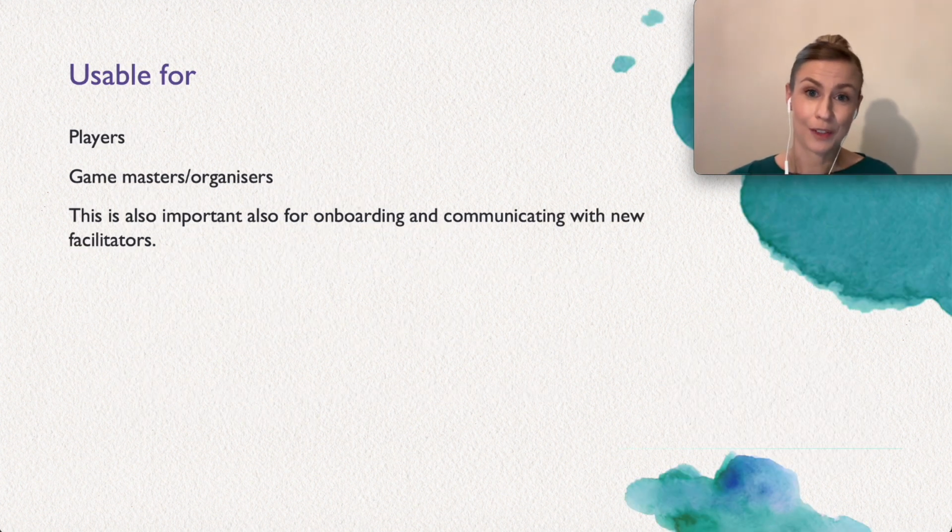In the previous course, we mentioned how this is important not just for the players, but also for the game master or organizer. But this is also where you are communicating with and onboarding new facilitators and volunteers. And that is something that we sometimes forget to plan for. How do we onboard people in the best way that is not just there to play the game, but to actually help out during the game? If we plan ahead for this, it helps a lot when it's time to actually run the game.